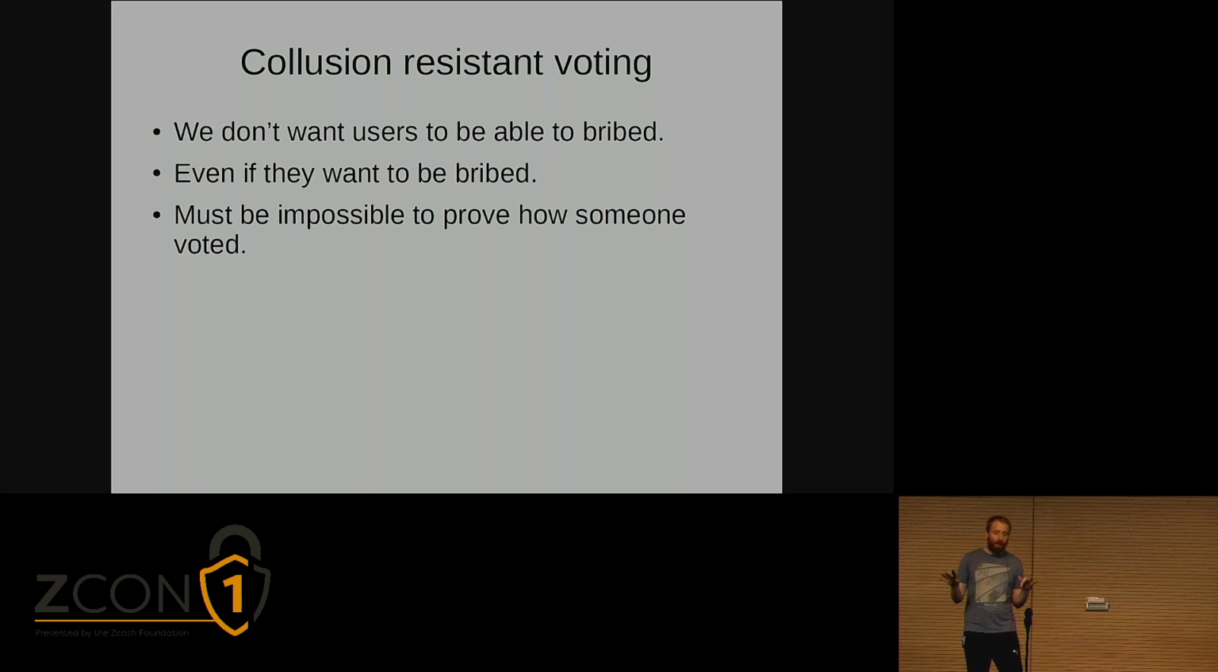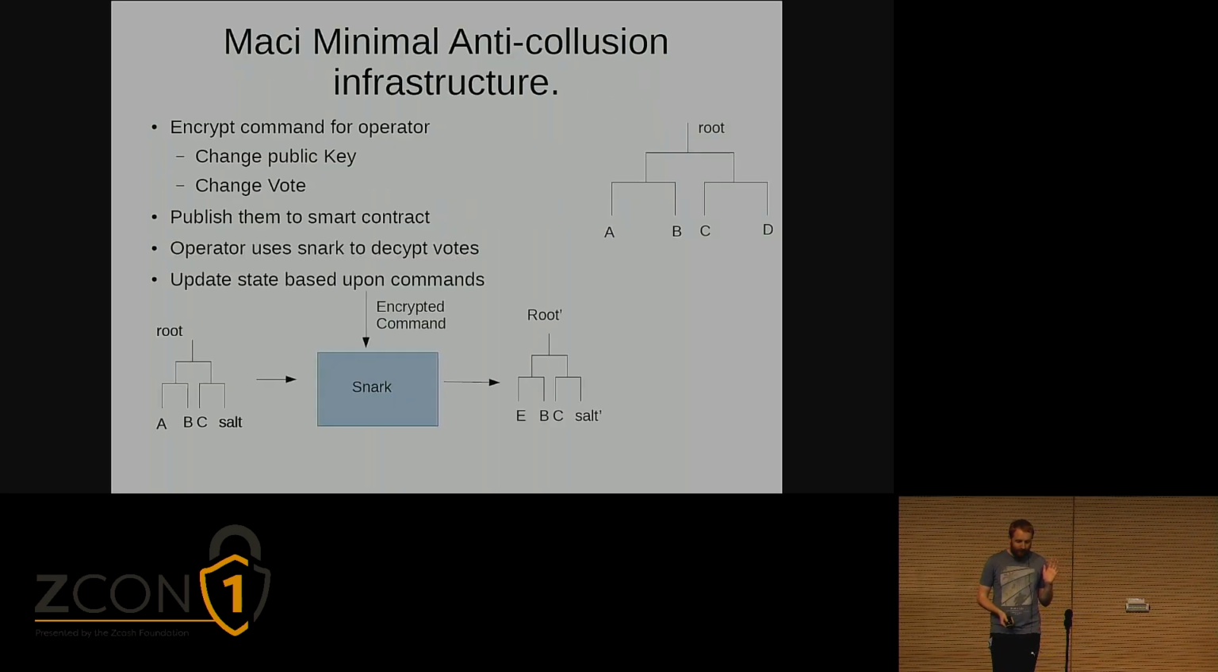So it must be impossible to prove how somebody voted. That's the only way to come up with this. Even if the user is colluding, it must be impossible for them to prove that to someone else. Right. So this is a project that we worked on at IC3, MACI, Minimal Anti-Collusion Infrastructure.